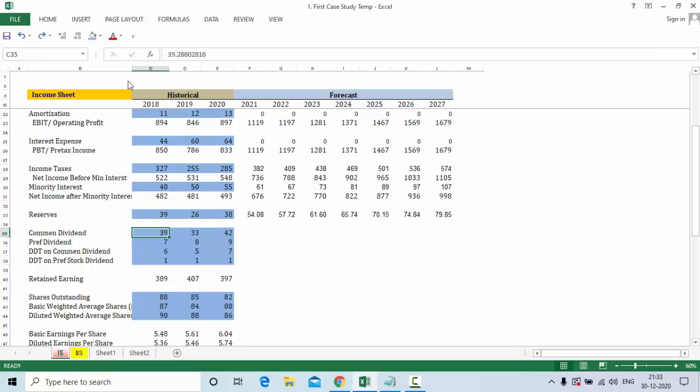The next component is common dividend. So common dividend can be forecasted in two ways. One is you can calculate common dividend as a percentage of profit, and you can calculate common dividend on per share basis. So in this video we are going to forecast common dividend as a percentage of profit.